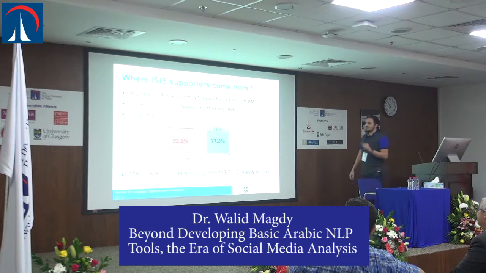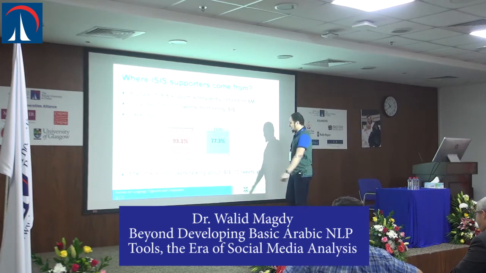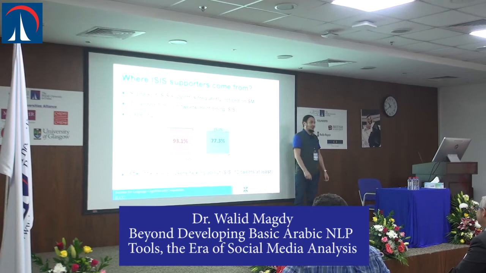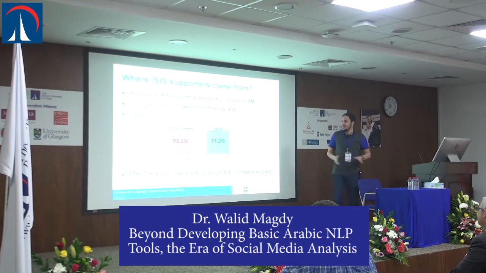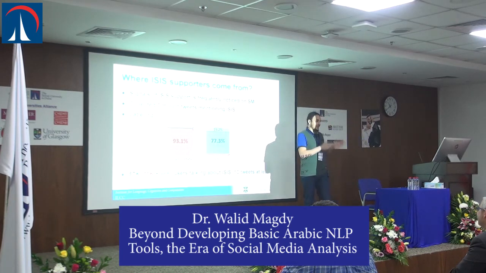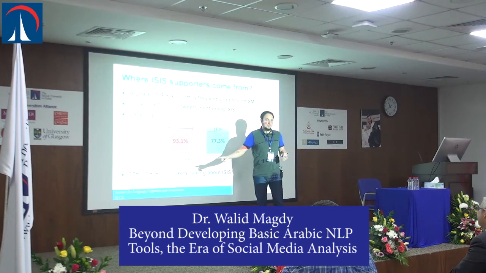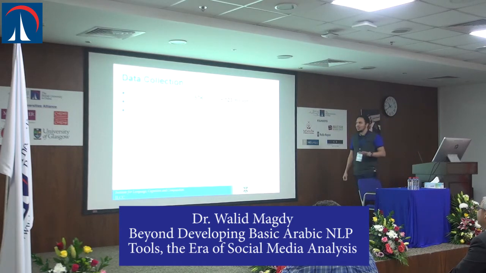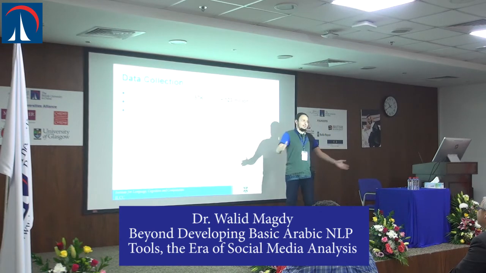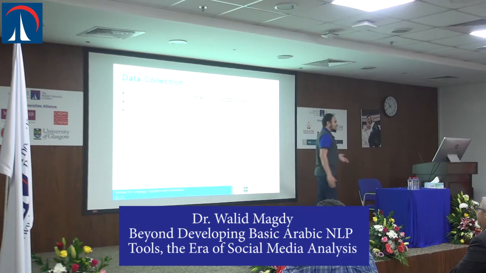So we selected 57,000 users who mentioned ISIS at least 10 times in their timeline in either direction. In this case, we are sure with 99% confidence that these users are either against or supporting it. It turned out that 11,000 were showing their sympathy with ISIS, supporting it, and 46,000 were against it. So we started to collect the tweets of these users, their timelines. 123 million tweets.